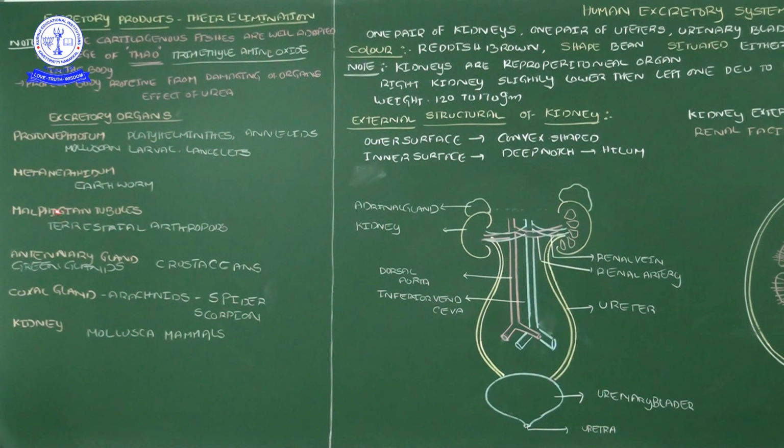Then come to the next one, Malpighian tubules. I think you have already studied the word Malpighian tubules in the lower classes. Malpighian tubules are seen in the cockroach, terrestrial arthropods. Which arthropod phylum organisms live on land? Those arthropods are nothing but insects, like cockroach, or else spider, scorpion, crab and so on. So organisms in the insect category have Malpighian tubules, and these Malpighian tubules play an important role as excretory organs.